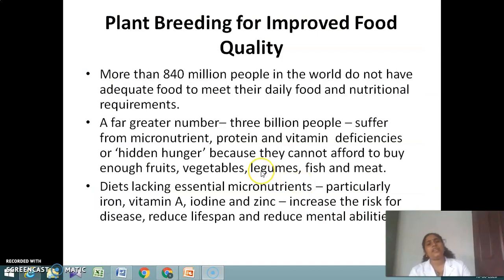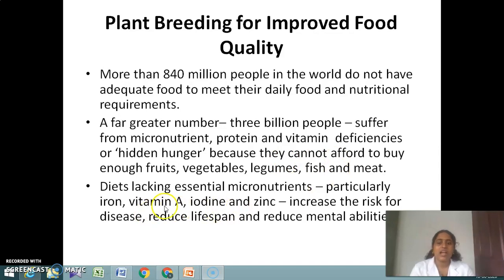And the last one, we can use plant breeding techniques for improved food quality. More than 840 million people in the world do not have adequate food to meet their daily food and nutritional requirements. A far greater number, 3 billion people, suffer from micronutrient, protein, and vitamin deficiency, or hidden hunger, because they cannot afford to buy enough fruits, vegetables, legumes, fish, and meat.